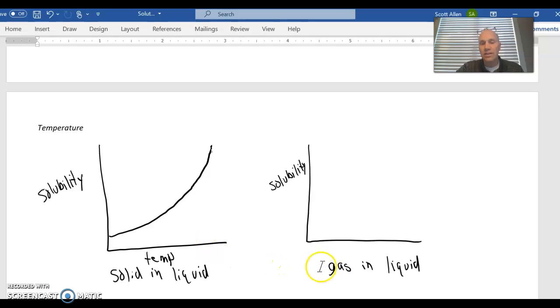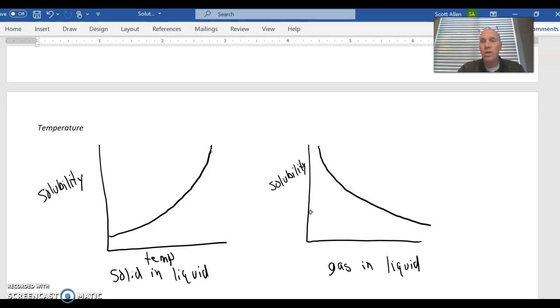This is the opposite of the trend that you tend to have with gases in liquids. Whenever you try to dissolve a gas in a liquid, you actually find that you can dissolve much more of the gas at a colder temperature. So the trend tends to be a little more downward, like this.